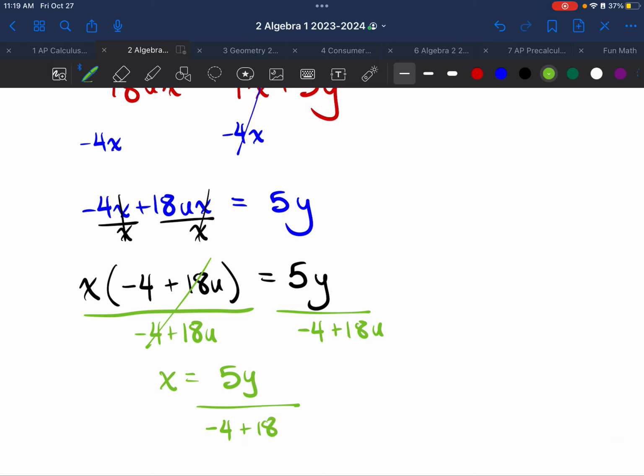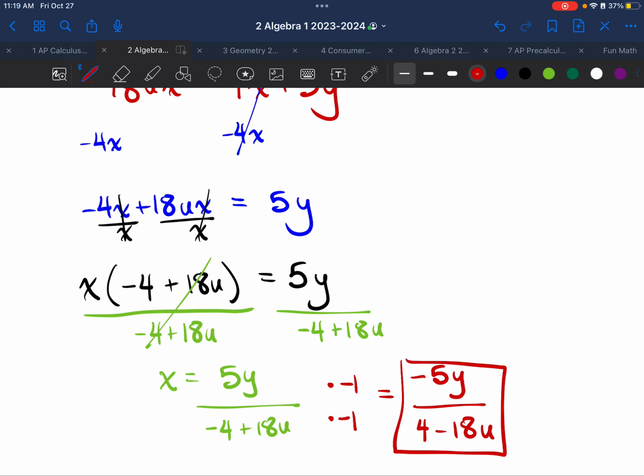plus 18u. Again, this is a correct answer, and you can just leave it like this, but I want to see what happens if I multiply both the bottom and the top by a negative 1 to see another possible answer. You could also have a negative 5y on the top. You could also have a positive 4 minus 18u on the bottom. Both of these are correct. I'm going to box both of them, and I'm going to see which one the answer key chose.